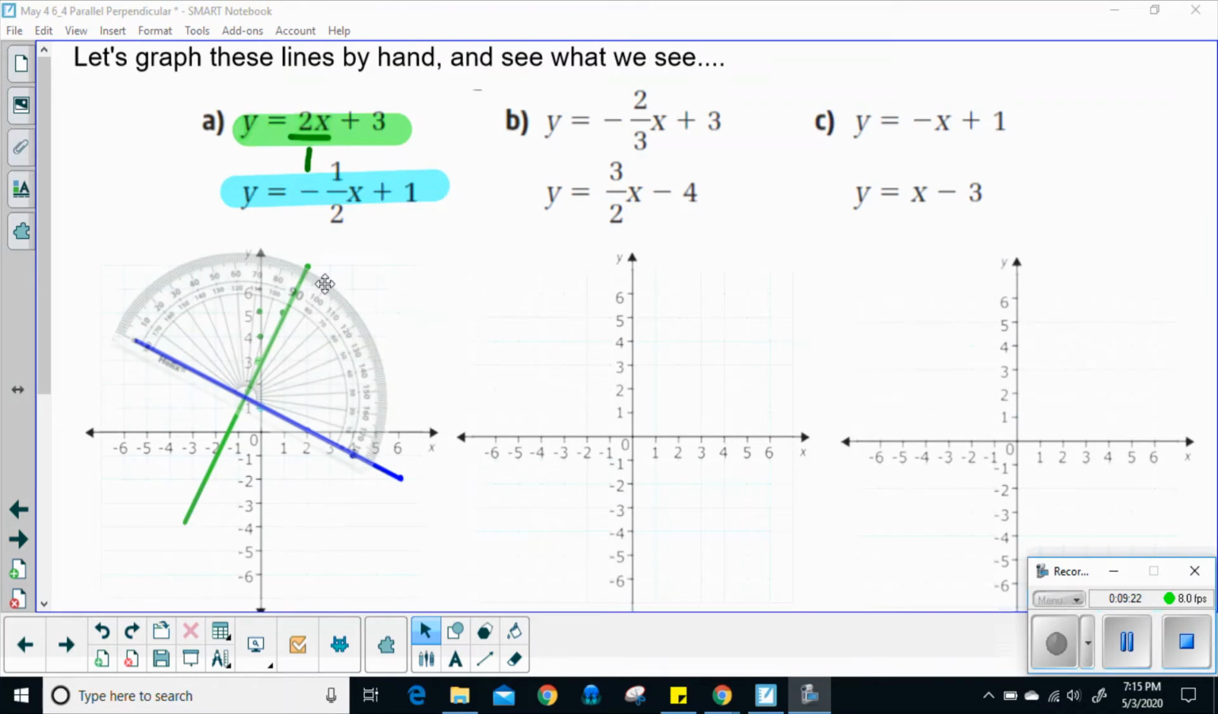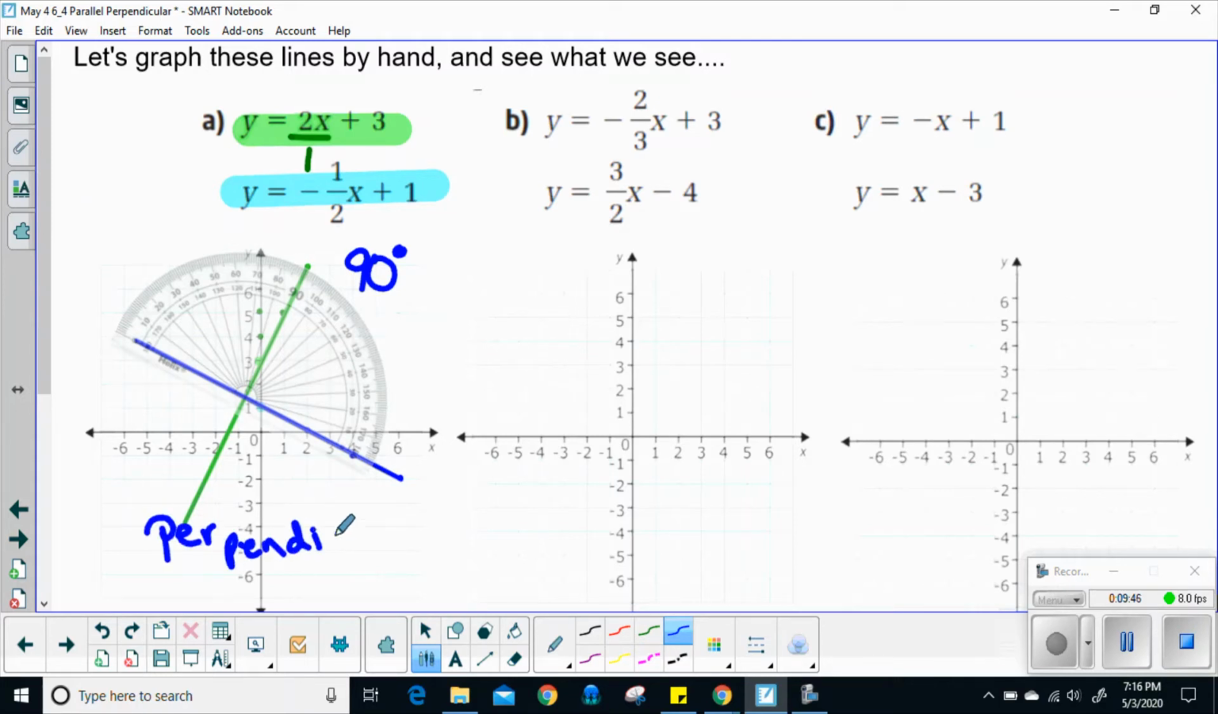Okay, so I've got my 2 lines here now, and I just popped a protractor on. If you notice, we line up the bottom edge with one line and put the center right on top of the intersection, and these lines are 90 degrees apart. And remember, 90 degrees is a right angle. So these lines are perpendicular. Cool, eh? Okay, let's graph the next set of lines. Here I have a y-intercept of positive 3.